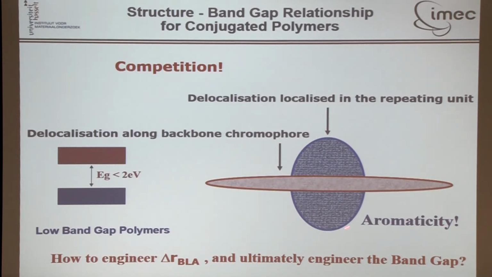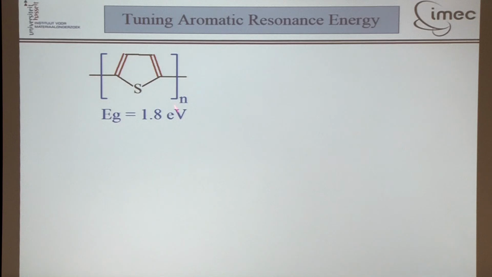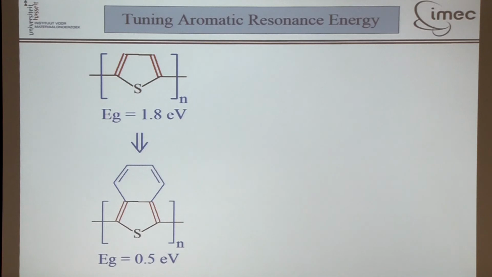Aromaticity will localize the delocalization in the repeating unit. The more aromatic, the stronger. By lowering aromaticity, delocalization along the polymer chain will win, and so your band gap goes down. A few examples. So this is polythiophene, an aromatic structure. Historically there has been an effort to move this to this structure, polyisothianaphthene. Expectation was that the band gap was only half an electron volt.